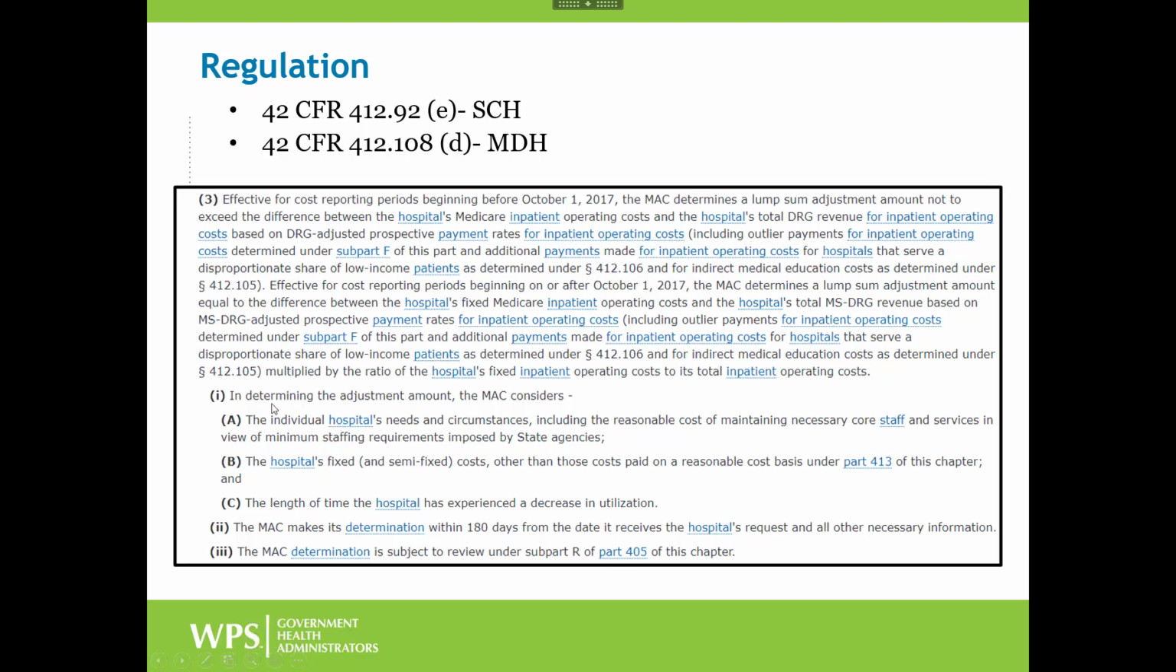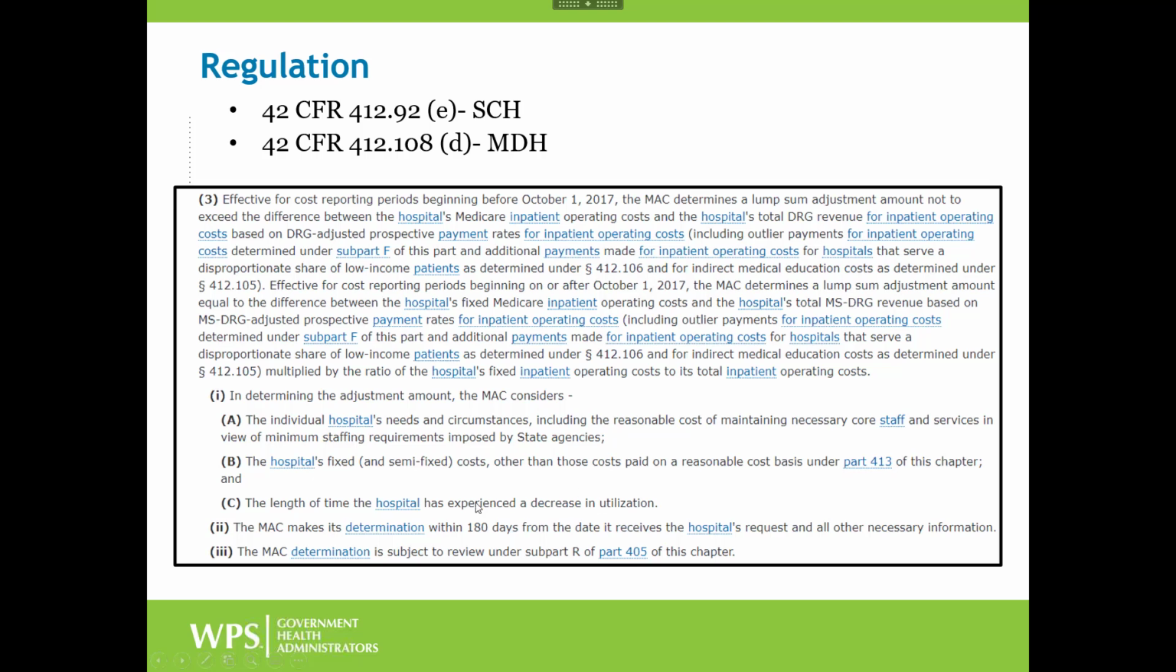So the regulation continues. In determining this adjustment amount, the MAC considers the hospital's needs and circumstances, including a review of the core staff, any minimum staffing requirements. It brings in the review of the hospital's fixed and semi-fixed costs. And again, we'll focus a little bit more on semi-fixed in just a bit. We'll talk about the length of time the hospital has experienced a decrease in utilization. This basically relates back to the fixed costs.